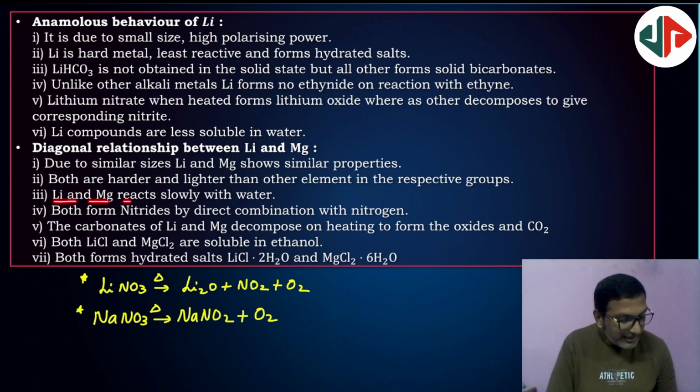Next, lithium and magnesium react slowly with water. Remaining elements can react fast. Next, both can form nitrides when they combine with nitrogen. Next, carbonates of lithium and magnesium decompose on heating to form oxides and CO2. Next, LiCl, MgCl2 are soluble in ethanol due to covalent nature. Next, both form hydrated salts, 2H2O, 6H2O, hydrated salts.